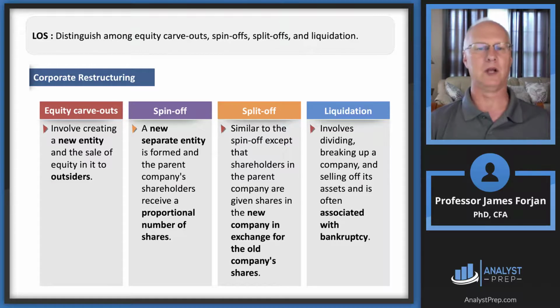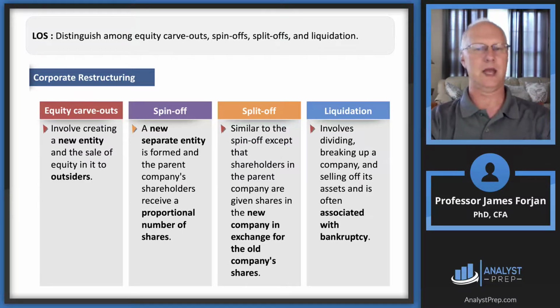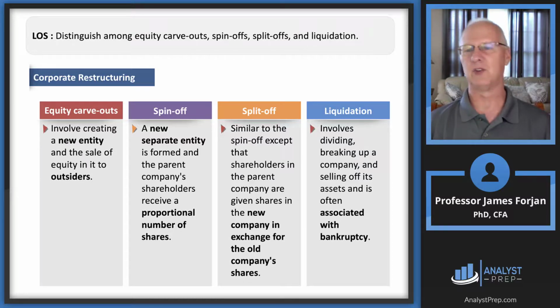So there's an equity carve-out. Or we could do a spin-off or a split-off, where we either create a separate entity and we get shares of the parent, or we create new shares, or we do something else. And then liquidation, I hope that doesn't happen over there with Jim's hip. That's associated with bankruptcy. So I just distinguished among those.